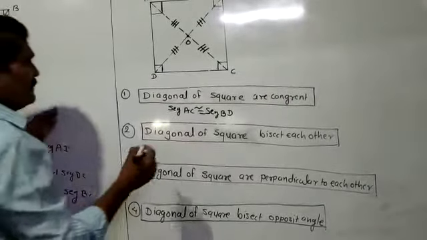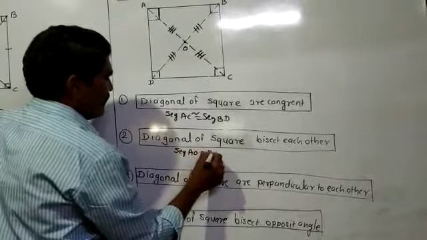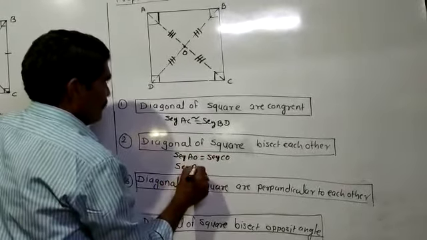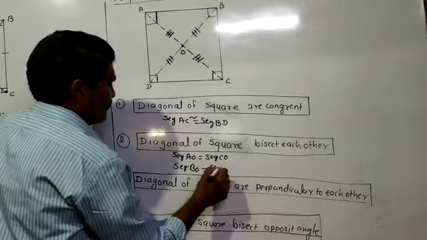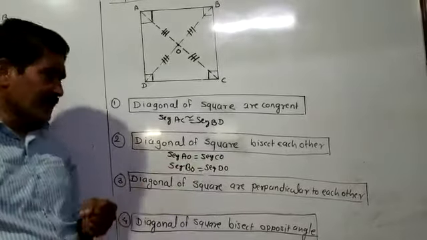So I will say that segment AO is equal to segment CO and segment BO is equal to segment DO. If this is the condition, you say that the diagonals bisect each other.